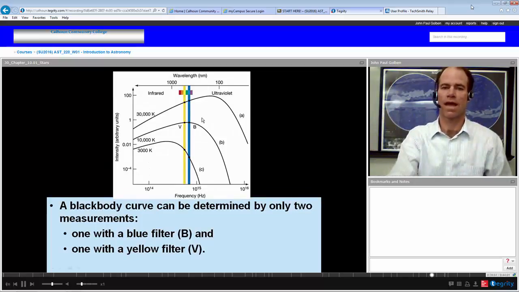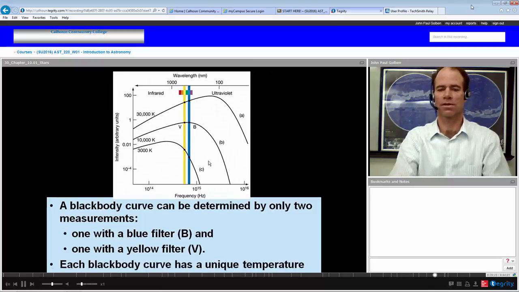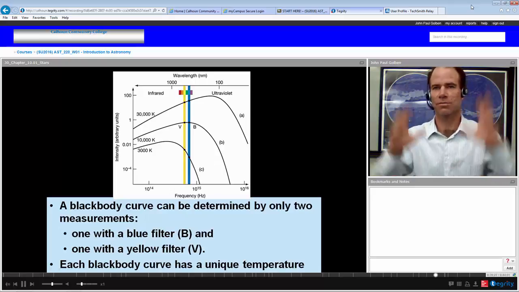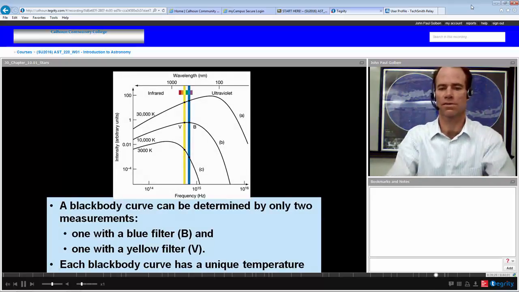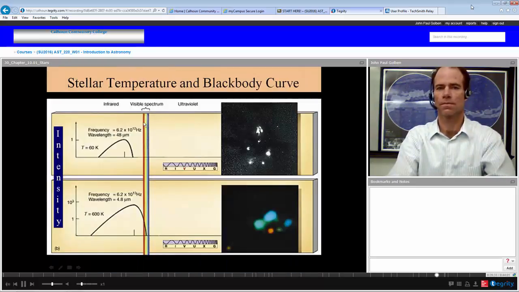And so hence an astronomer would use 2 filters, measure these 2 points, find their intensities, and then measure the whole black-body curve for that star, and hence measure its maximum and hence its temperature of that object. So that would be the easiest way to measure the temperature of a star that's far away. Hence, you can relate the temperature to the black-body curve.